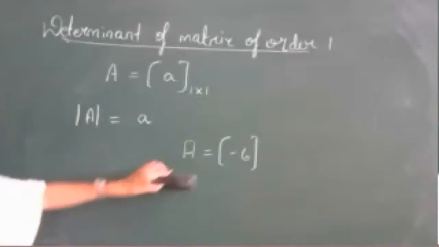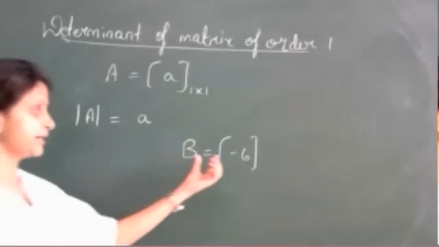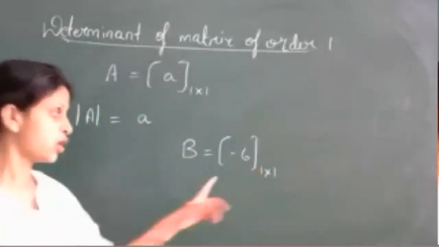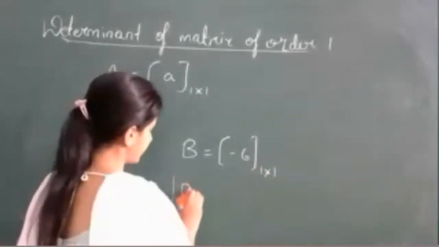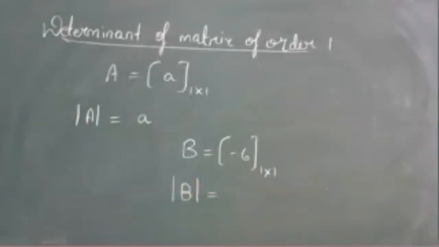Suppose my matrix A is equal to minus 6. Suppose my matrix B is minus 6. It means it is a square matrix of order 1 cross 1. Can you tell me what will be the determinant? Yes, what will be the determinant of matrix B, students? Minus 6, very good. It will be nothing but that single element from the 1 cross 1 square matrix. So it will be minus 6.